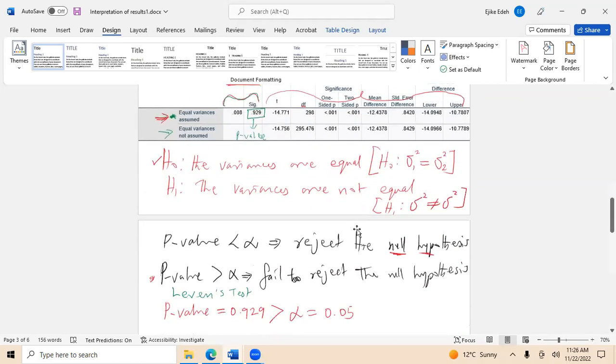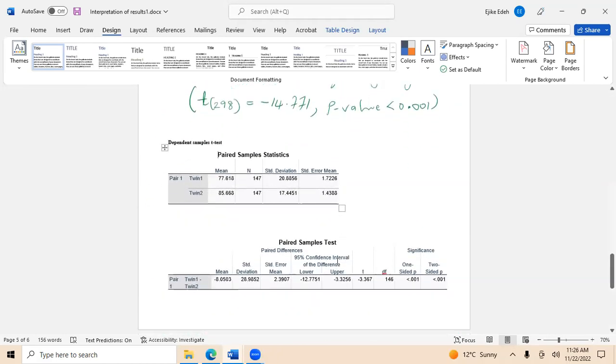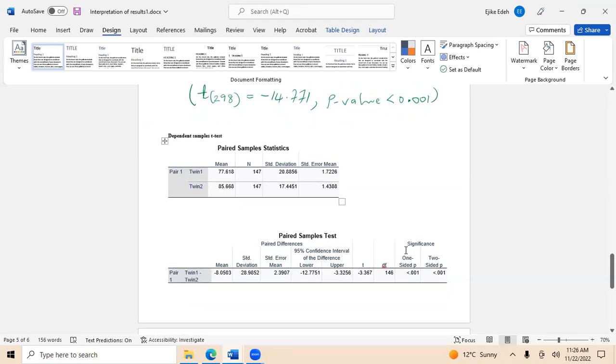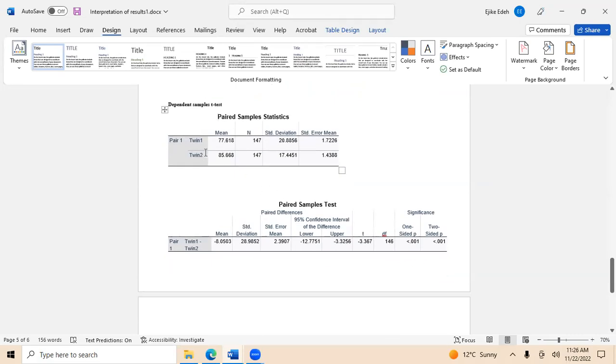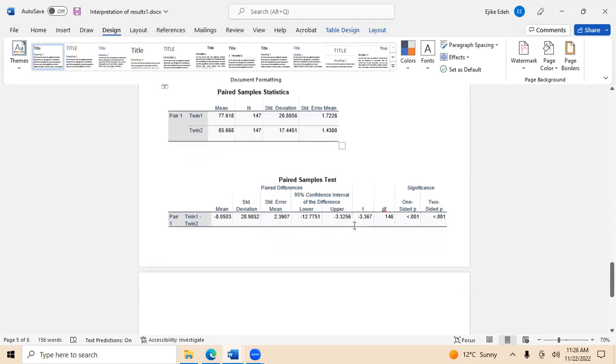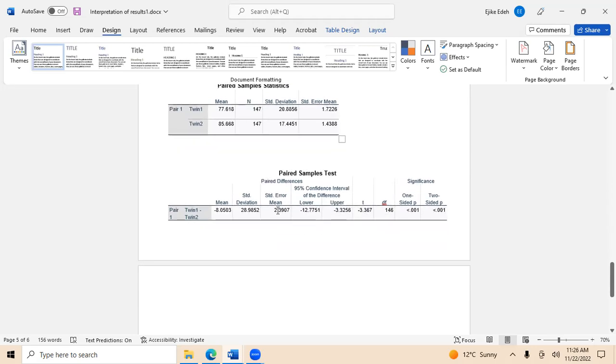That's just what you have. Okay. So the interpretation, everything I've done is just the same thing. Okay. So over here, we look at this. In this analysis, we're looking at the height for twin 1 and twin 2, and we are comparing whether their heights were different. Okay. And then this is the test result.